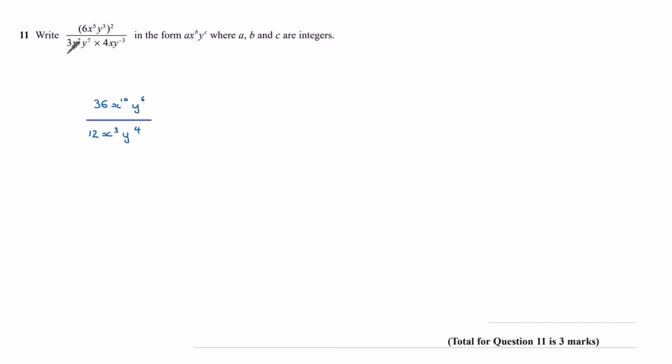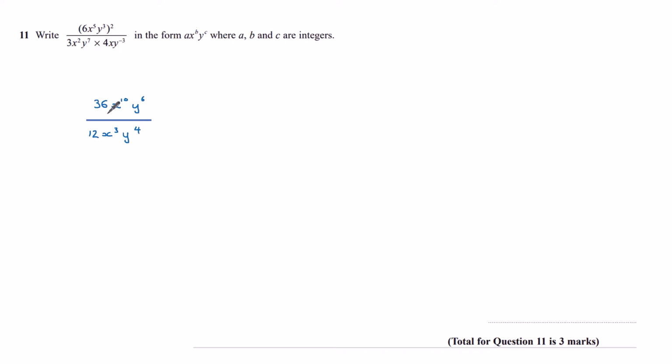Now on the denominator, dealing with the numbers first, we've got 3 times 4, which is 12. X squared multiplied by x. When we multiply, we add our indices, and so x is to the power 1, which we don't typically write, so that's 2 add 1, that means we've got x cubed, and then y to the power 7 times y to the power minus 3, again we add these powers, 7 plus minus 3 is the same as 7 minus 3, which is 4.